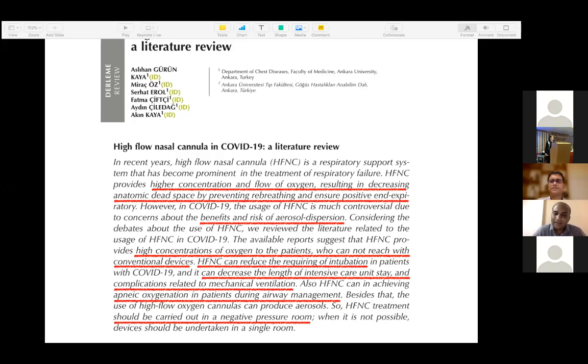It can decrease the length of intensive care stay and complications related to mechanical ventilation. It can help to provide apneic oxygenation in patients where you are doing airway management in terms of intubation. But as it is causing aerosol generation, it is better to do it in a negative pressure room, at least in a single room.